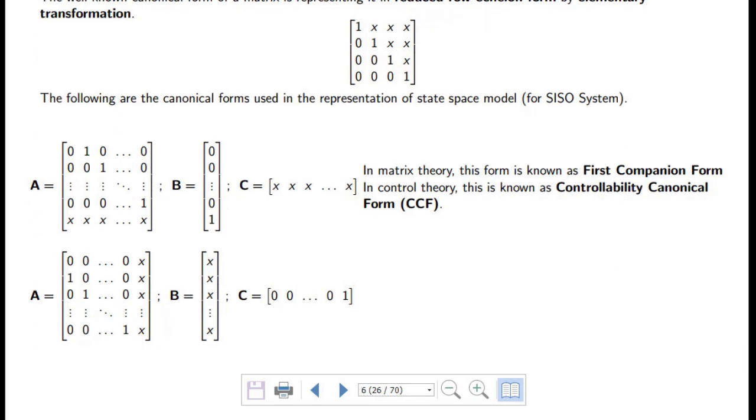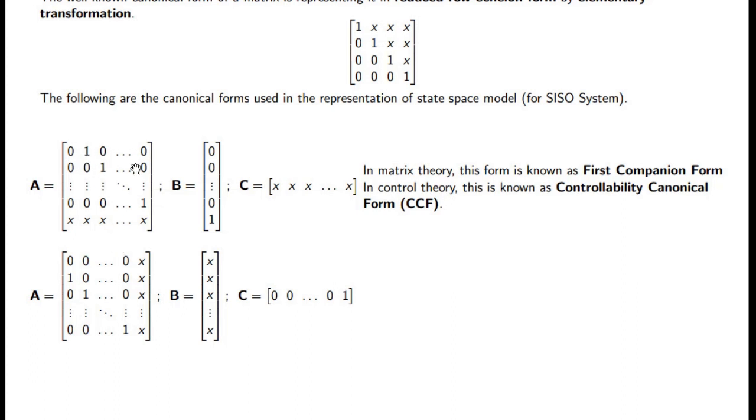Here, if you see the subdiagonal, which is the one just below the main diagonal, the subdiagonal will be all ones, and the last column will contain non-zero, 0 or 1, any elements. All the other elements will be 0. If you look closely, the second form is nothing but the transpose of the first form.